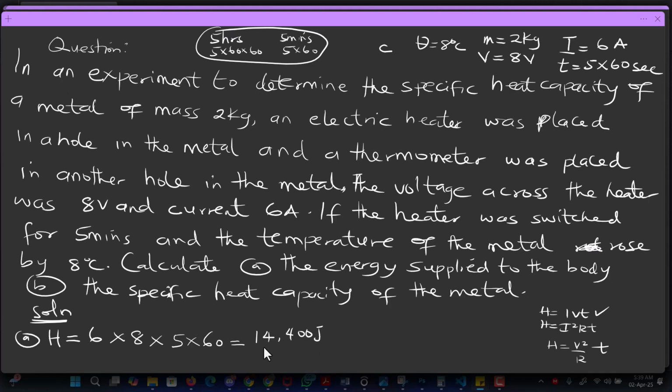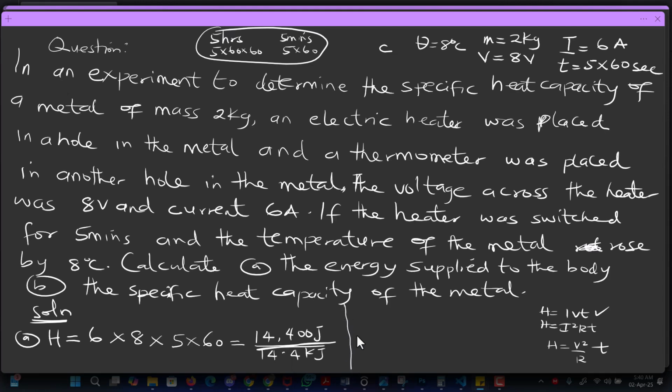But if you want to leave your answer in kilojoules, though the answer is supposed to be in joules, assuming we divide by 1000, it's going to be what now? Divide by 1000, I'm going to have 14.4 kilojoules. But you can always leave your answer in joules. Please don't stress yourself going to kilojoules. I'm only showing you so that you know about kilojoules.